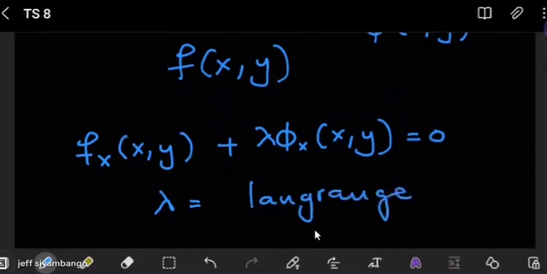Of course, the owners of the word will pronounce this in a different way, but let me apologize if the owner of the language gets to watch this. So yeah, Lagrange multiplier. I have to Google how you pronounce this word.